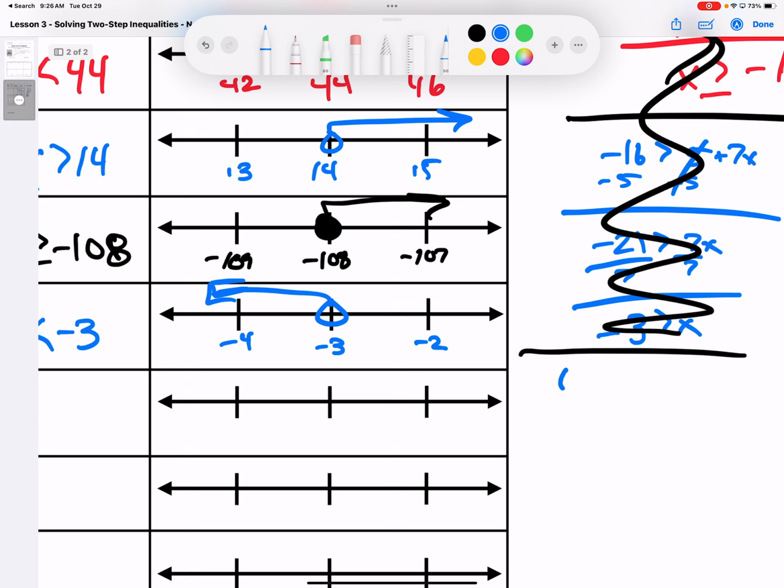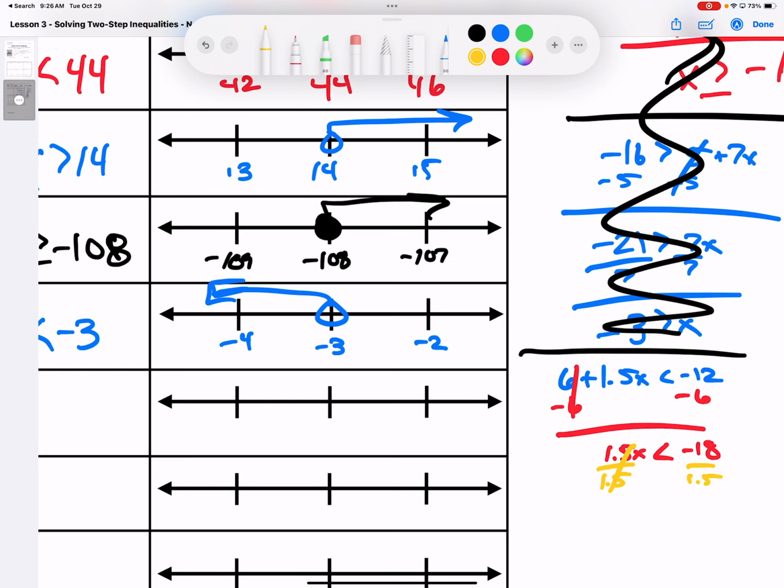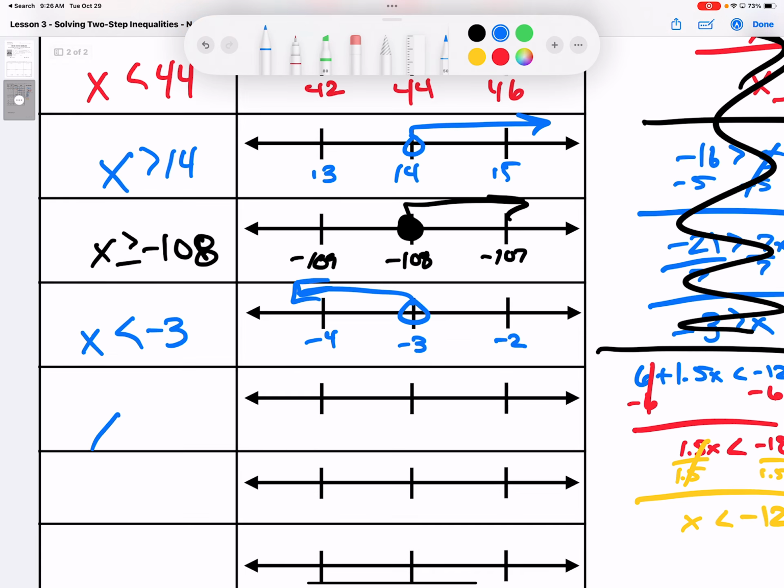All right. This is number 8. So we have 6 plus 1.5x less than negative 12. Subtract 6. Those go away. I'm left with 1.5x is less than negative 18. And then I'm going to divide by 1.5. And I'm left with x is less than negative 12. Put negative 12, negative 11, negative 13, open dot. It is less than, so it's going to go to the left.